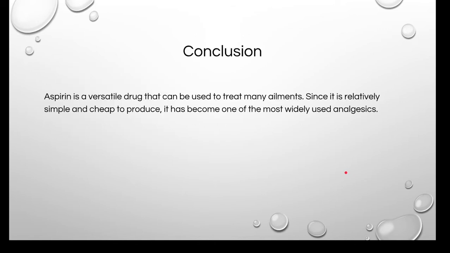Aspirin is a versatile drug that can be used to treat many ailments. Since it is relatively simple and cheap to produce, it has become one of the most widely used analgesics.